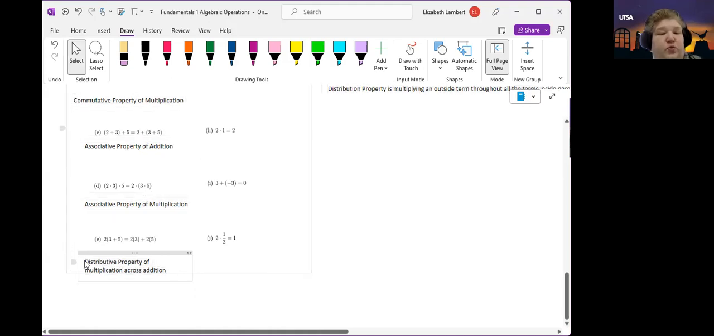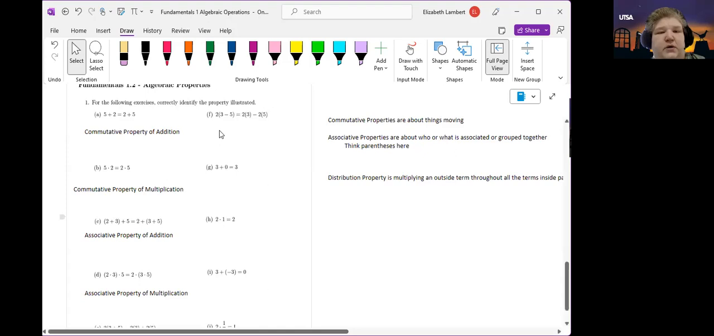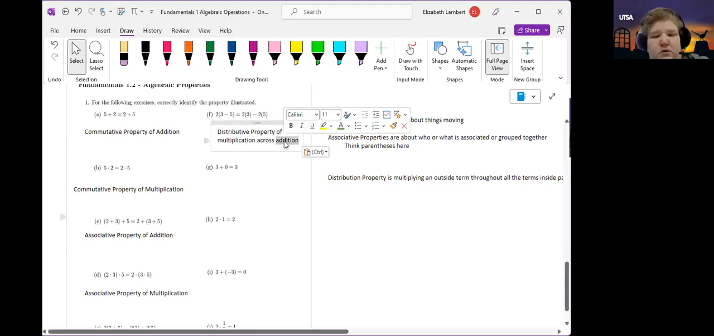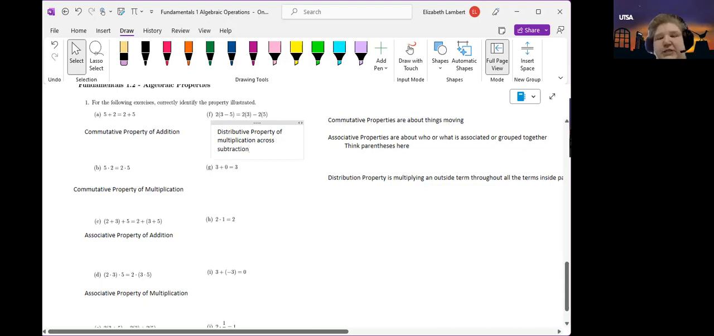And then I'm just going to be really lazy because I'm using a computer. I'm going to control copy, come up here, control V, subtraction, and just change it to subtraction. There. But just being able to call that distributive, good enough.